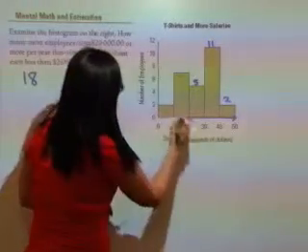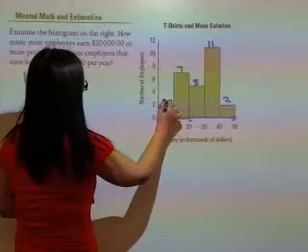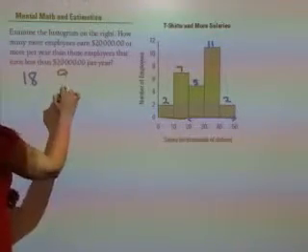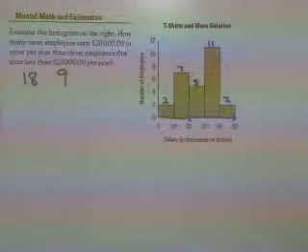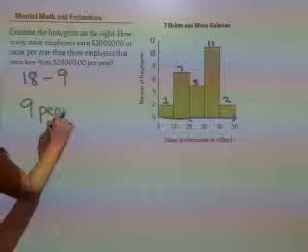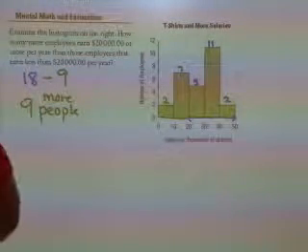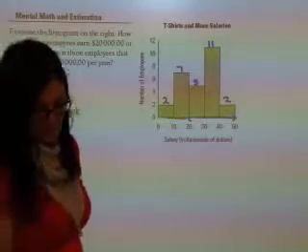Then I have my people that are less than 20,000 a year. 7 and 2 is 9. So how many more people earned more than 20,000 per year? The difference. 9 people, or 9 more people, earned more than $20,000 per year.